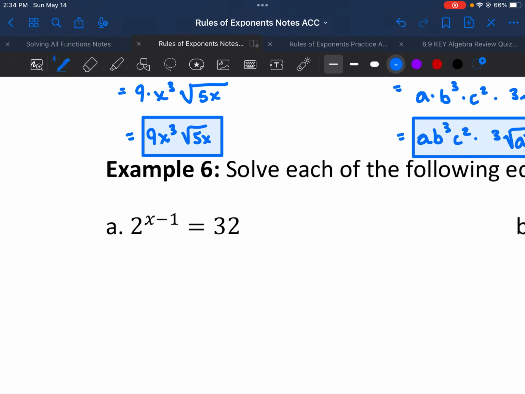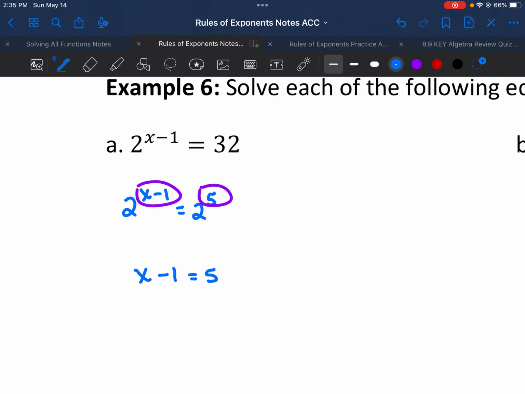So they have different bases. So I want to try to get them to have the same base. And what I'm thinking here is I'm going to rewrite this 32 as 2 to some power. Okay, so my left side will be 2 to the x minus 1st, and 32 is 2 to the 5th power. Now the bases are the same. If the base of each side of the equation is the same, then the exponents must equal each other.